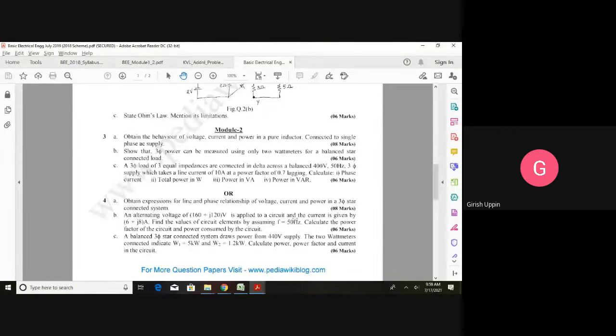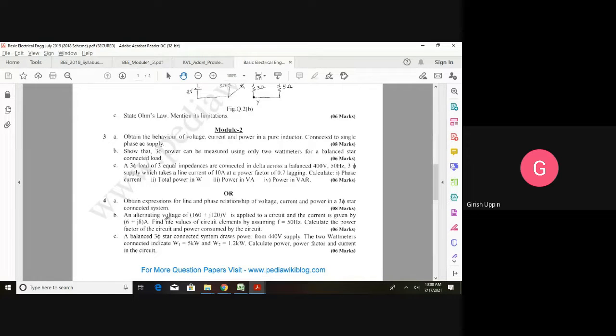Then we have question number 4: obtain the expression for line and phase relationship of voltage, current and power in a star connected system. Either you will get it as star or delta. Then we have a problem where the voltage is given in complex number or rectangular format. I have told you, you can use the complex number directly. You can put your calculator in the complex number format and do the direct complex number calculation.